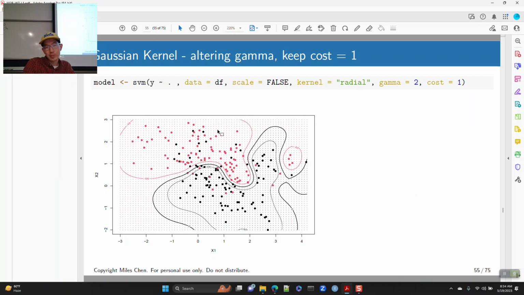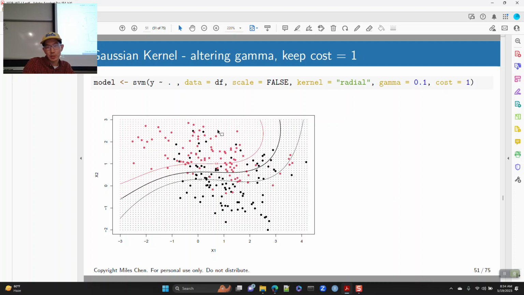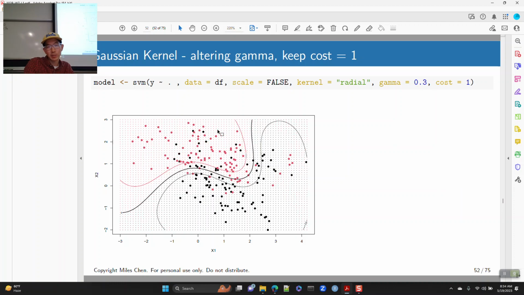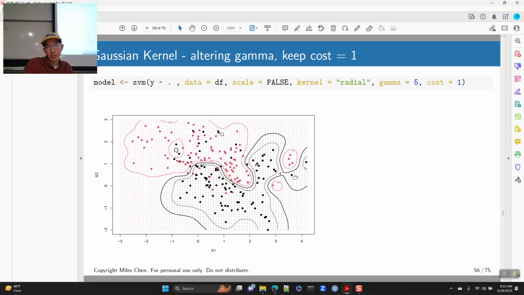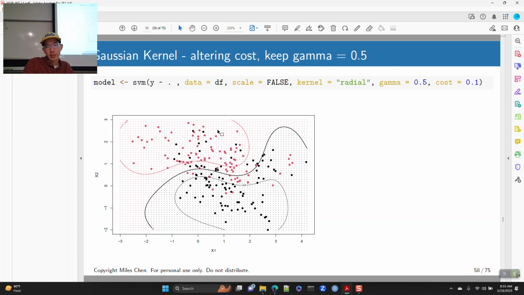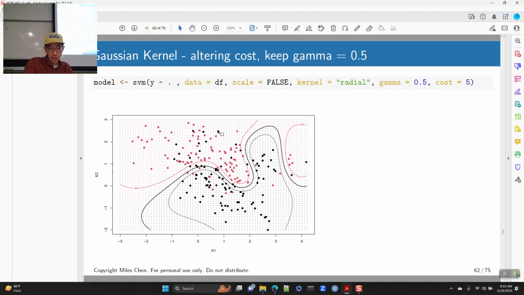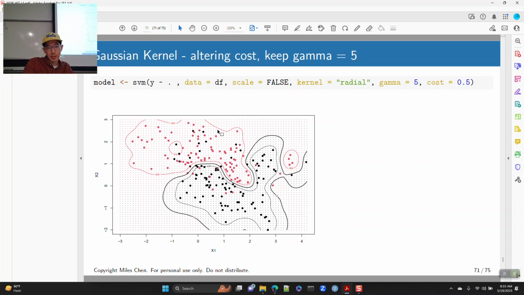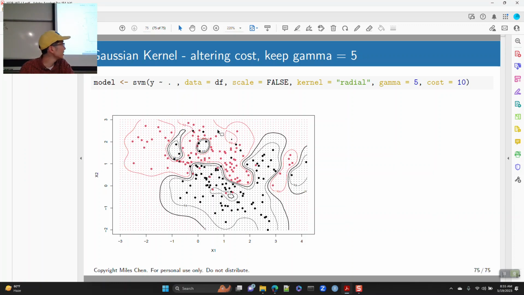My hope here is this gives you a little bit of a sense of how changing gamma affects how our boundaries are drawn. So here I'm keeping cost equal to 1, and we're changing the effect of gamma. Here we're going to keep gamma at a certain level, and we'll change the cost. And again, gamma at another level, and changing the cost. And we get these different boundaries and different shapes. This is all for the Gaussian kernel. You can also try it out for the polynomial kernels. Try changing and altering there.